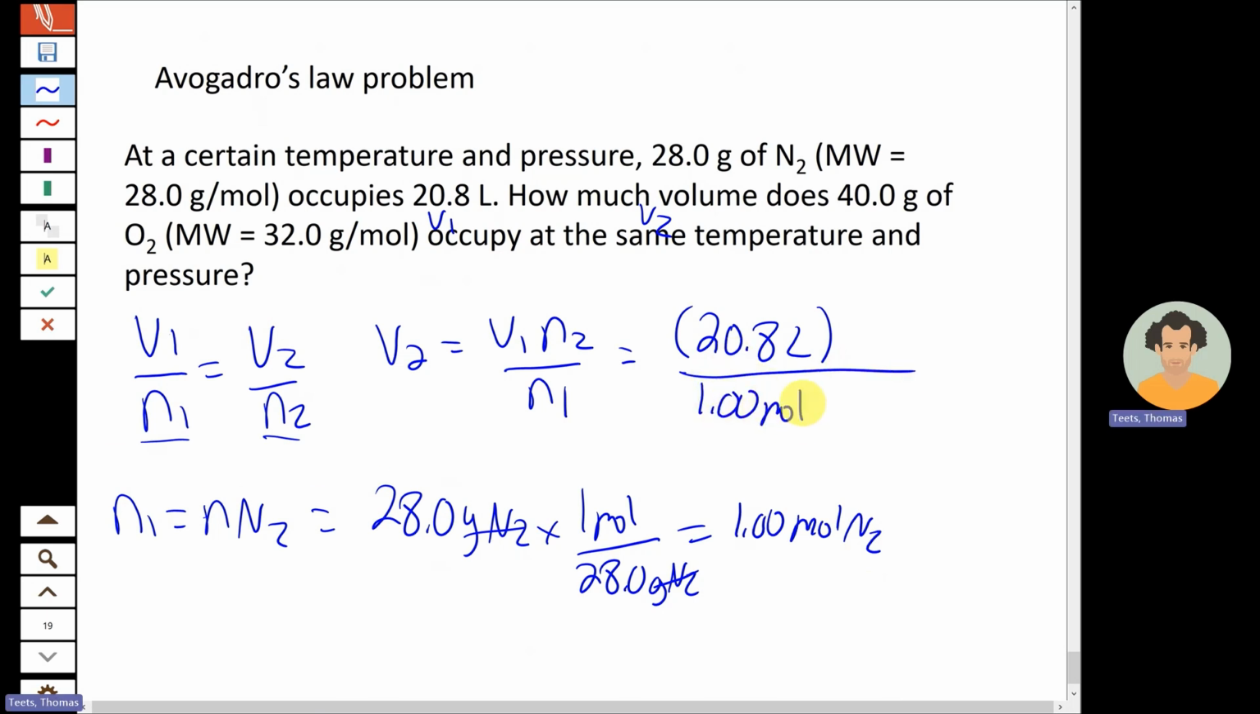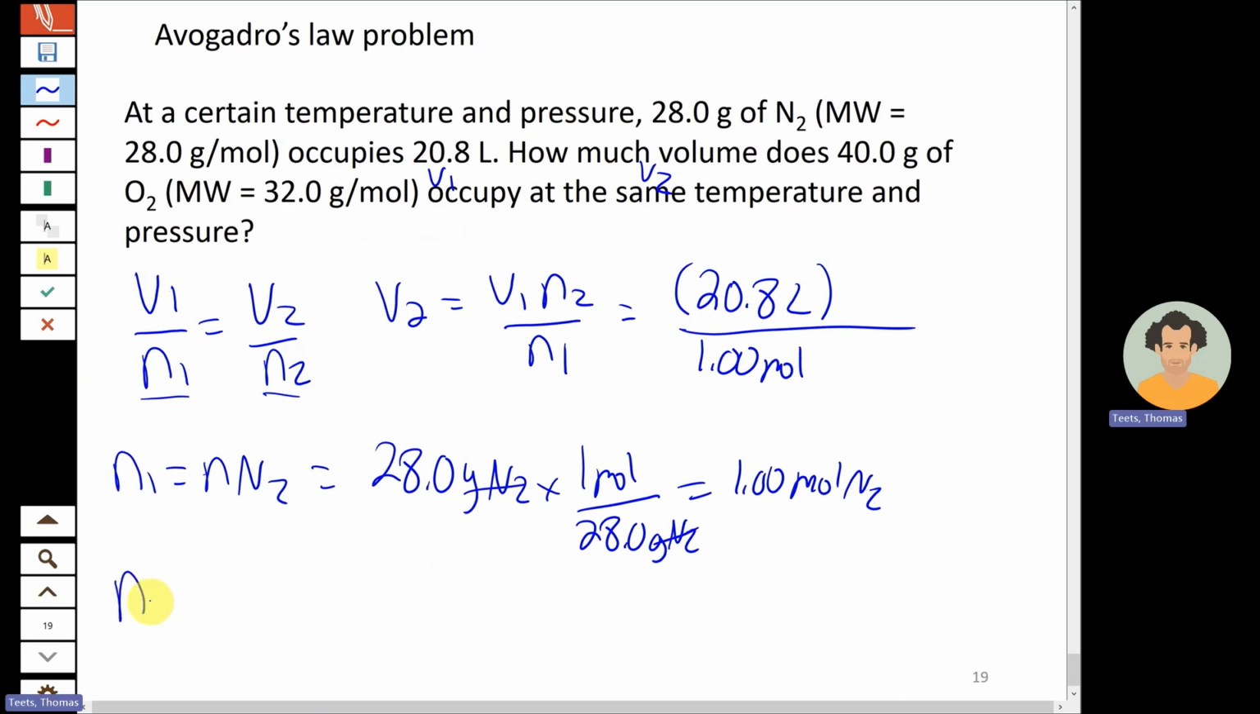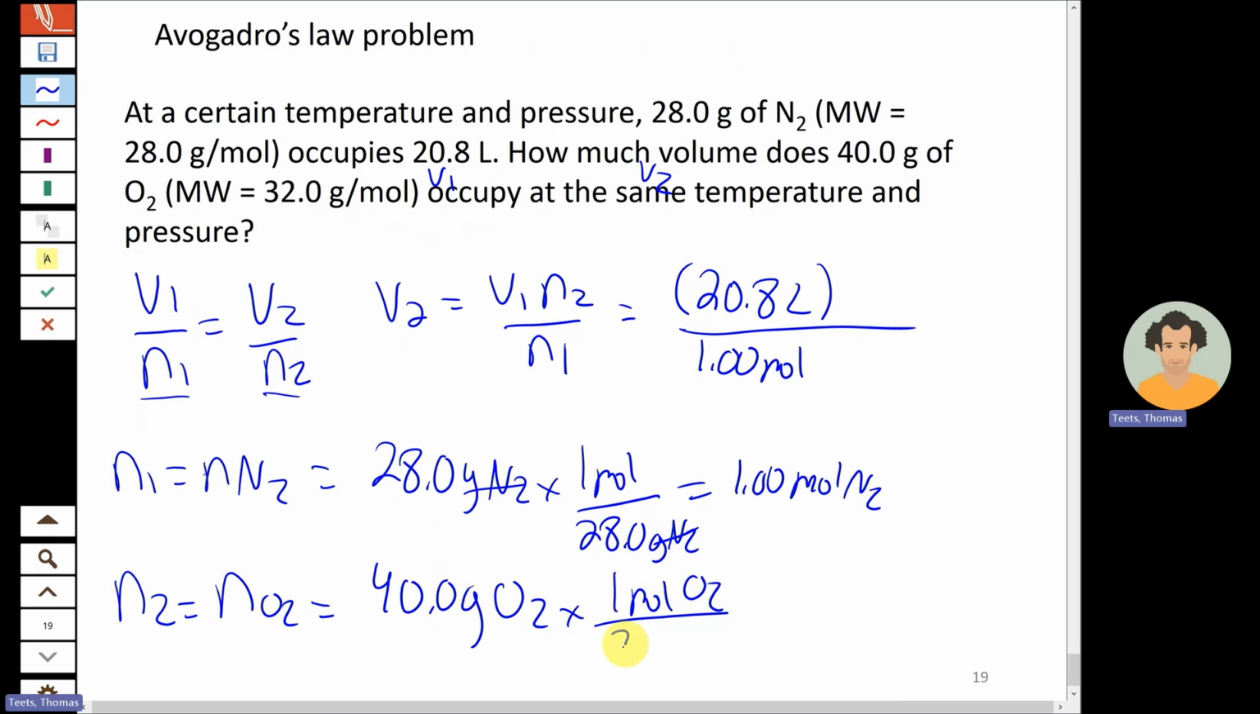And then the number of moles that we have for O2, which is N2 the way that we've set it up here, we have 40 grams of that gas. The masses don't directly matter. What matters is the number of moles that we have. So we convert to that. 1 mole of O2 has a mass of 32 grams, as we're given here as the molar mass. So this comes out to 1.25.